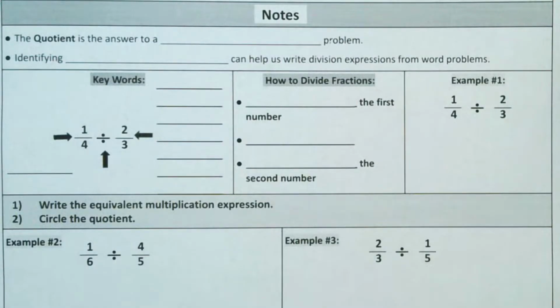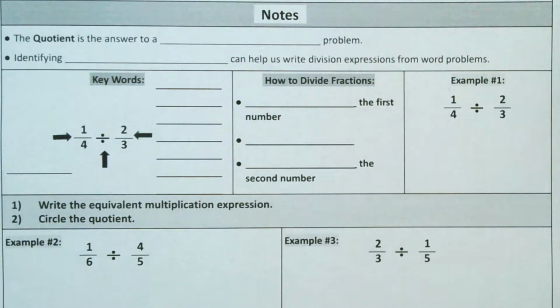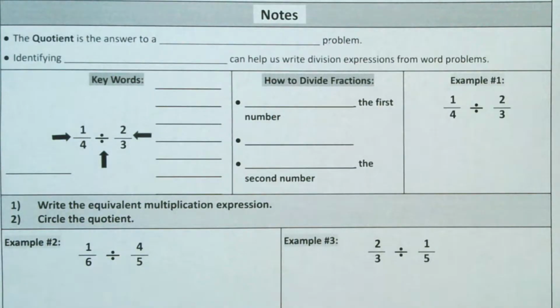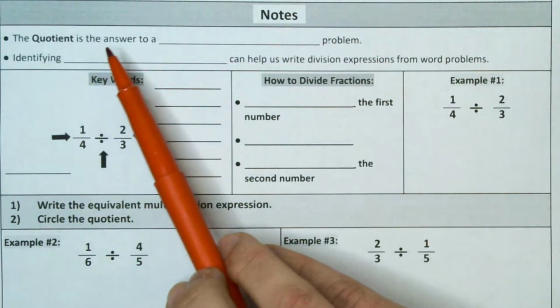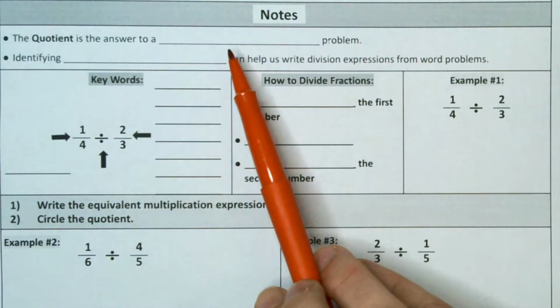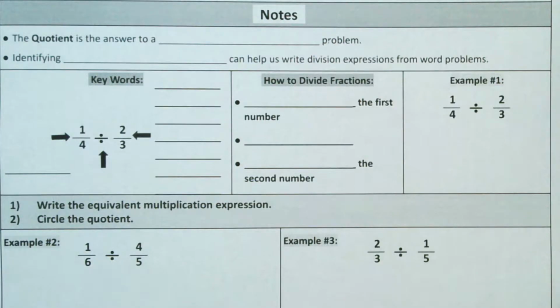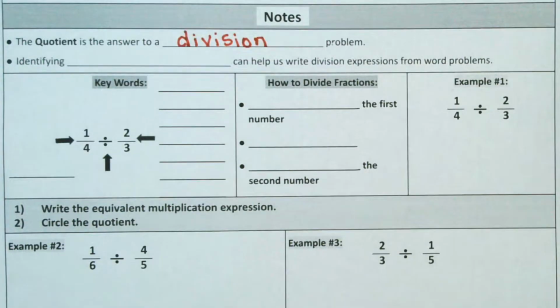As a reminder, this video isn't going to go over every single problem, so please make sure that you're keeping up with the notes, you're writing down what I write down, and you're following with the examples. That way, when you're doing independent practice, you'll feel confident. Our first note is the quotient is the answer to a division problem. Quotient is a key vocabulary word that you really need to memorize. Answer to a division problem.